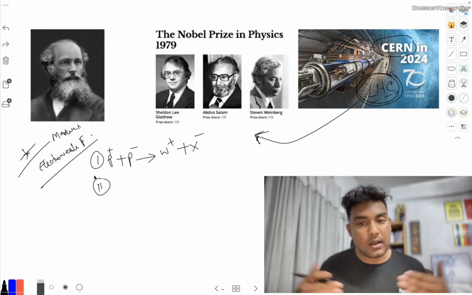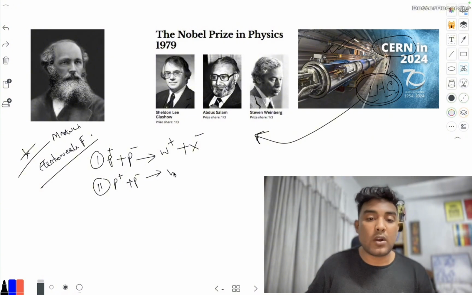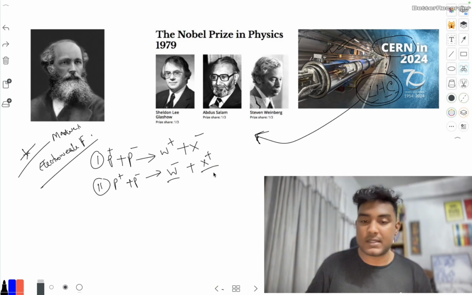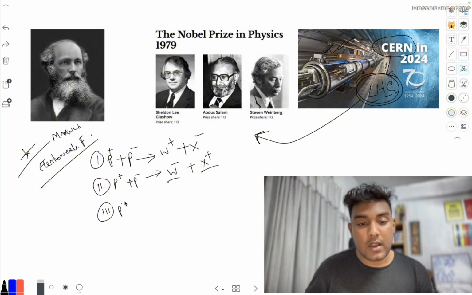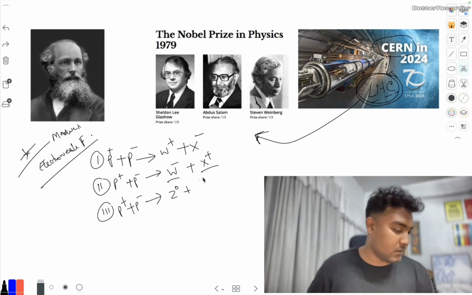Then they collided the same thing again, photon plus with its antiparticle photon minus, and they got W minus plus X plus. They got another two subatomic particles, W minus and X plus. They collided a photon and its antiparticle again, and lastly they got Z0 plus X0. So these are the equations.